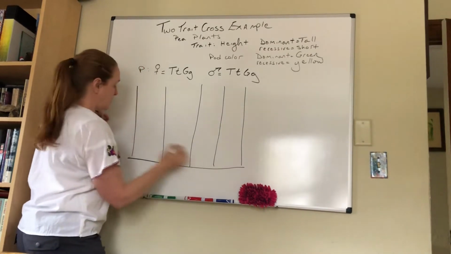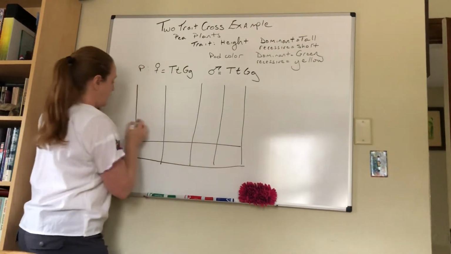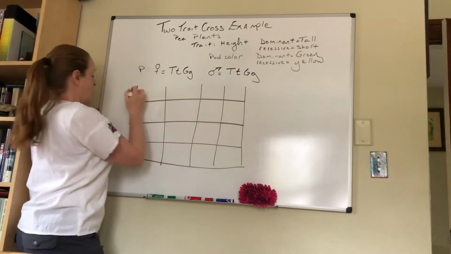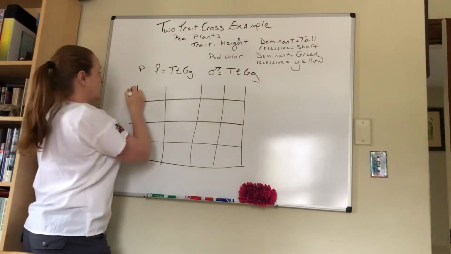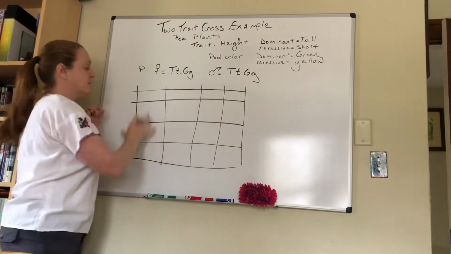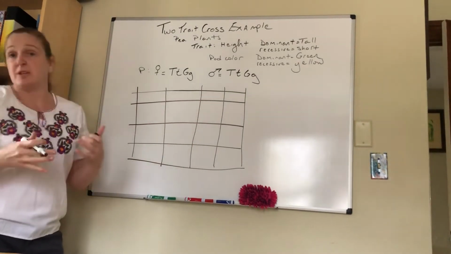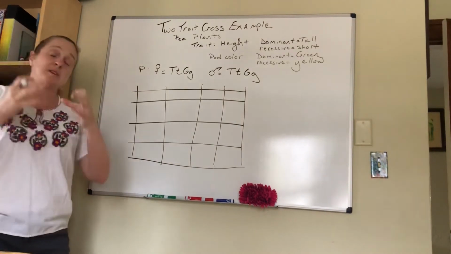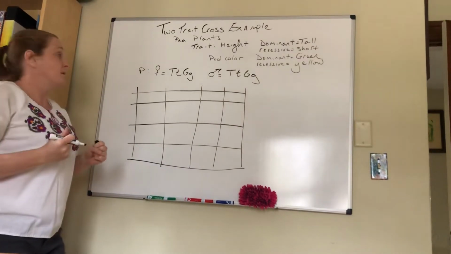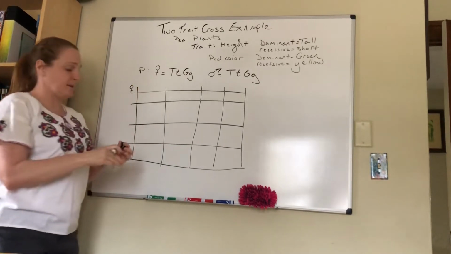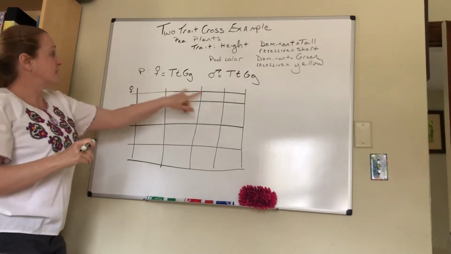Now, it doesn't matter if our female's gametes go on the top or on the side. Either way, we're still going to end up with the same combinations in the middle of our square. In other words, the same combinations for our diploid zygote or offspring. So I'm going to stick with the idea of keeping the female's gametes up here on the top.